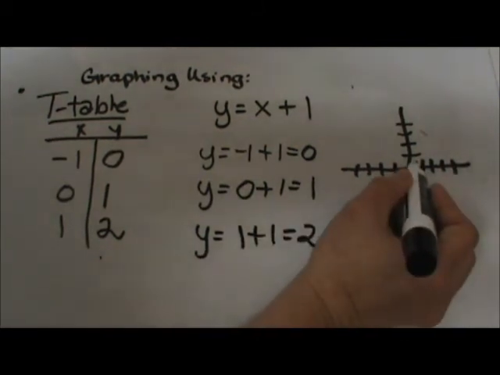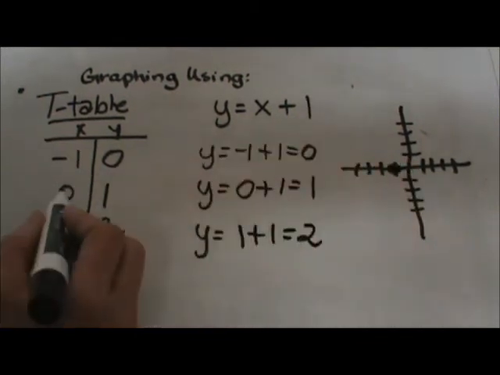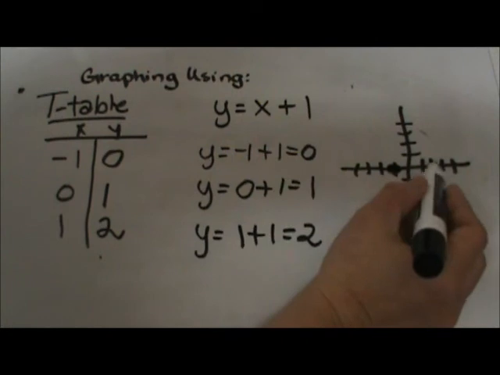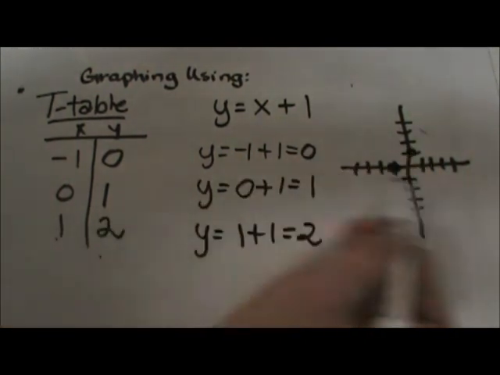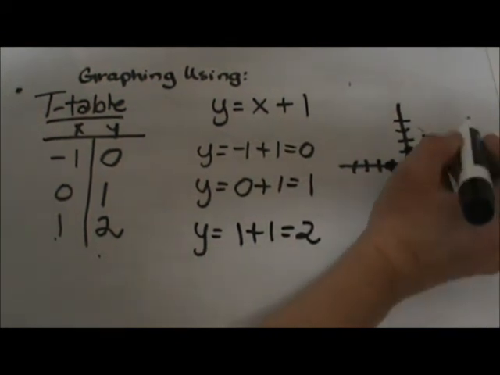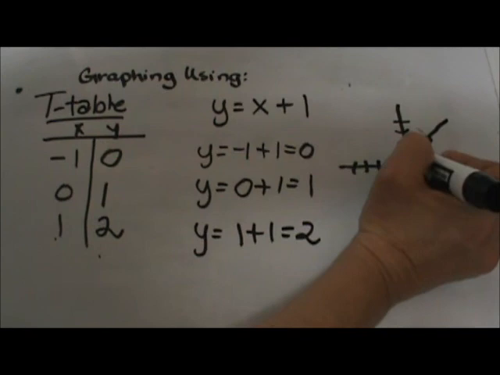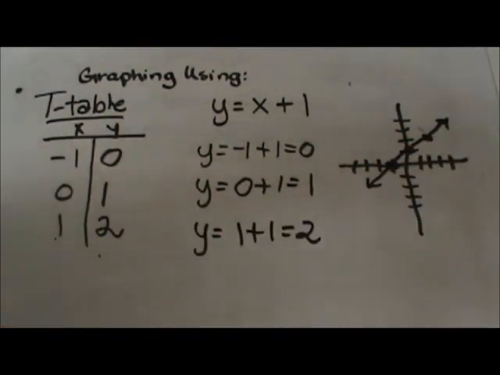So I have the point -1, which is my left direction, up 0. Then I have 0, +1, so left and right 0, up 1. And then the value 1, 2, so I go right 1 and up 2. And notice they do fall into a line. So I connect those with a line with arrows on the end, and I have graphed my line using a t-table method.